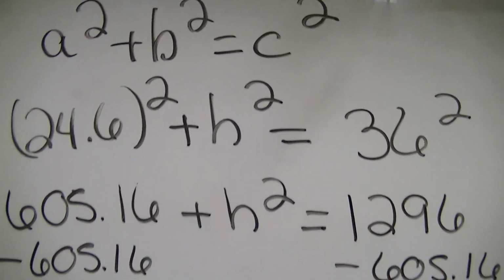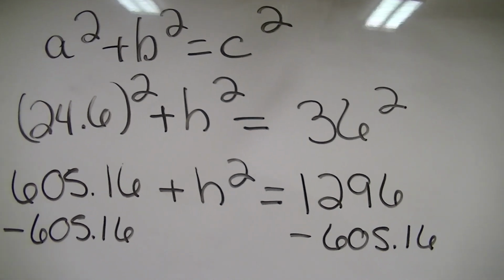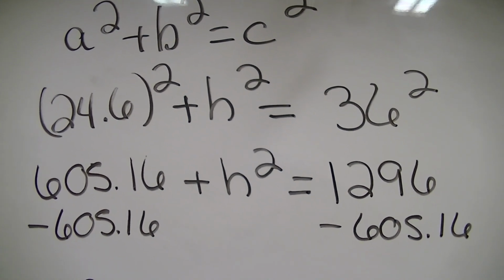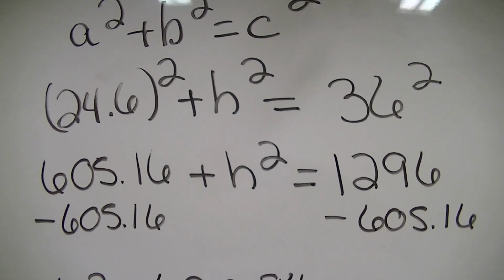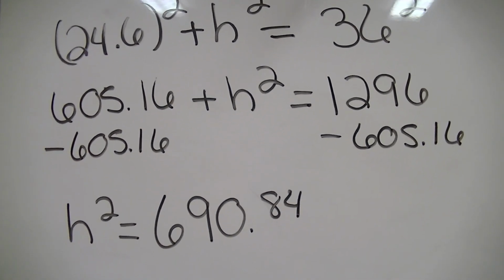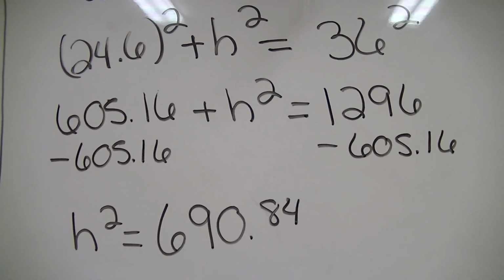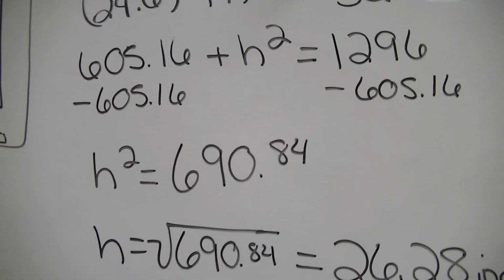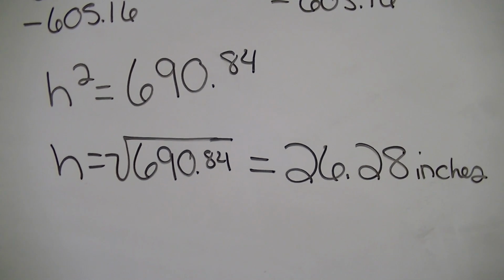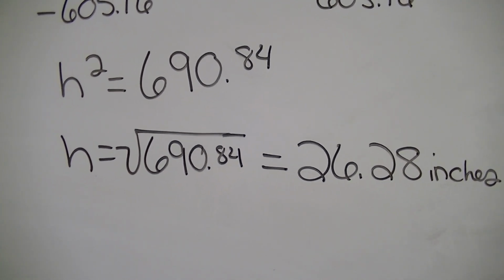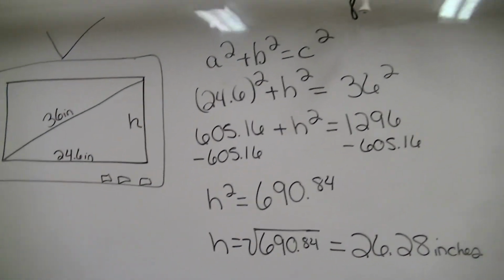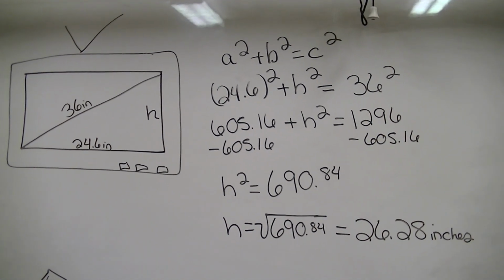So now that we have those numbers popped in, let's get all our numbers on one side. So we want to keep the h by itself, so we're going to do the opposite. We're going to subtract 605.16 from both sides. And when we do our math, we find out h squared is 690.84. But that's the squared value. So in other words, we got to take the square root of that to get our actual value of h. So the square root of 690.84 winds up being 26.28 inches. So that is how we approach the first question.